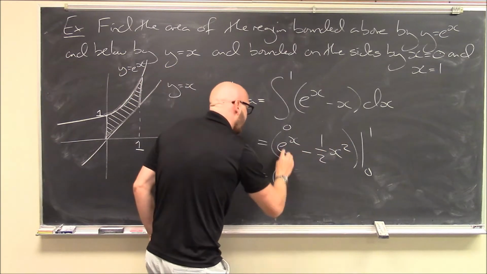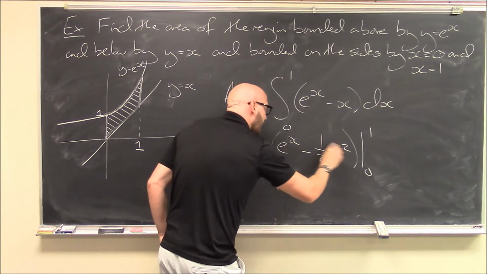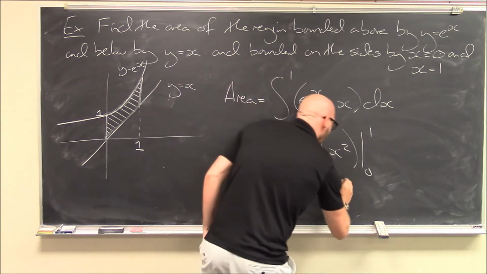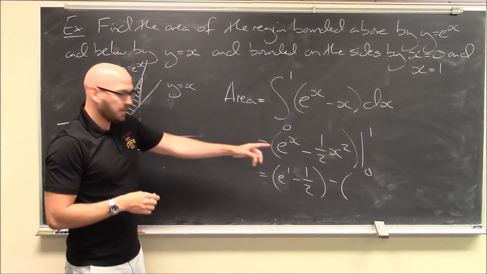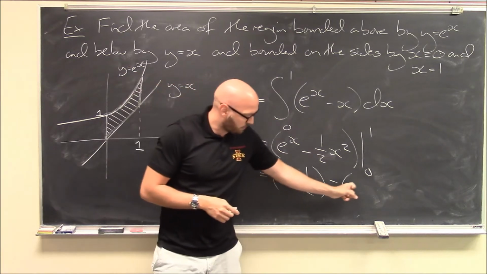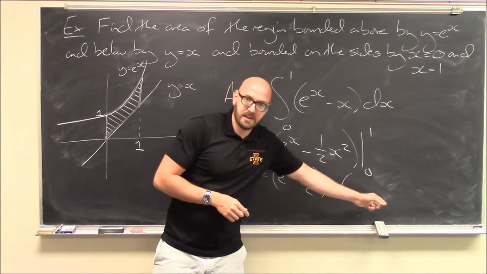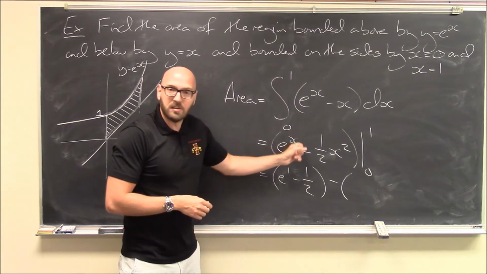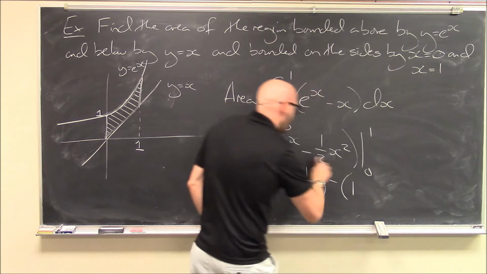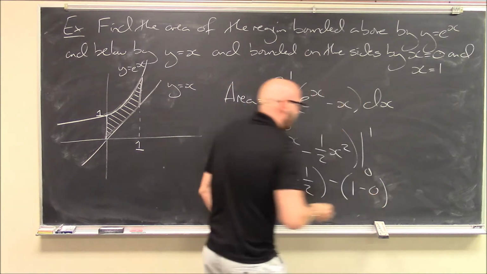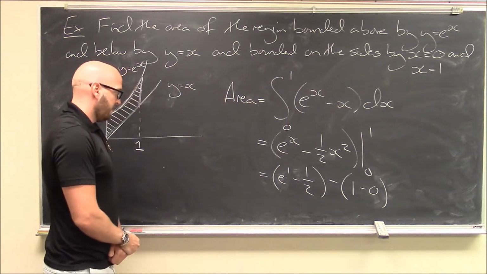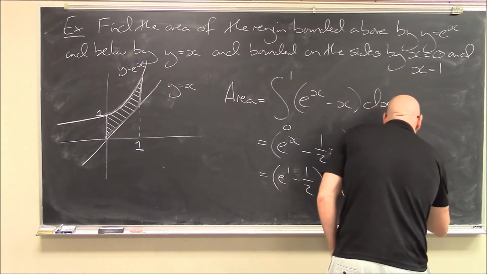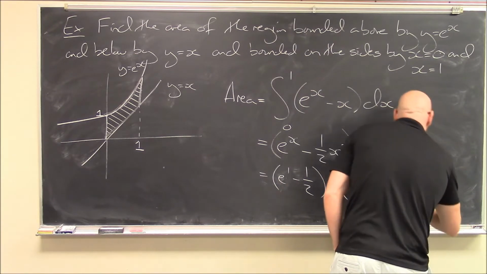Plug in 1, we're going to have e to the 1 minus 1/2 times 1 squared, which is minus 1/2, minus whatever we have when we plug in 0. And be careful again to put a bracket here. This should be minus everything in here, so the negative gets distributed. Plug in 0, we've got e to the 0, which is 1, minus 1/2 times 0, which is minus 0. So what are we looking at? We're looking at e minus 1/2 minus 1, that is e minus 3/2.